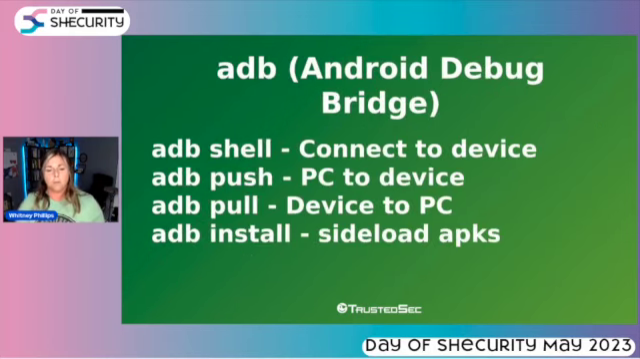So with ADB, Android Debug Bridge, ADB Shell will help you connect to your device. ADB Push helps push software or files to your device, into local directories. ADB Pull pulls from device to computer. And then ADB Install takes that installation file and installs it on your device.